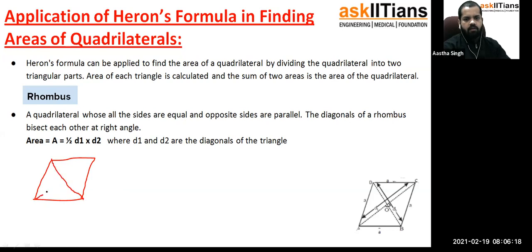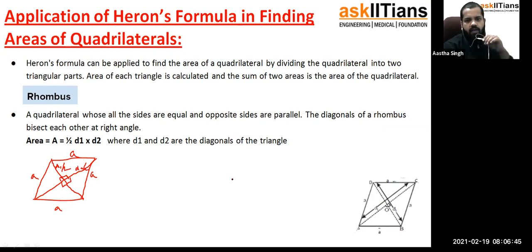Rhombus is a quadrilateral which has all sides equal, say a. Its diagonals bisect each other at 90 degrees. If one diagonal is D1, then this half will be D1 by 2. If this diagonal is D2, then this half is D2 by 2. Diagonals are not equal but they bisect each other, okay?